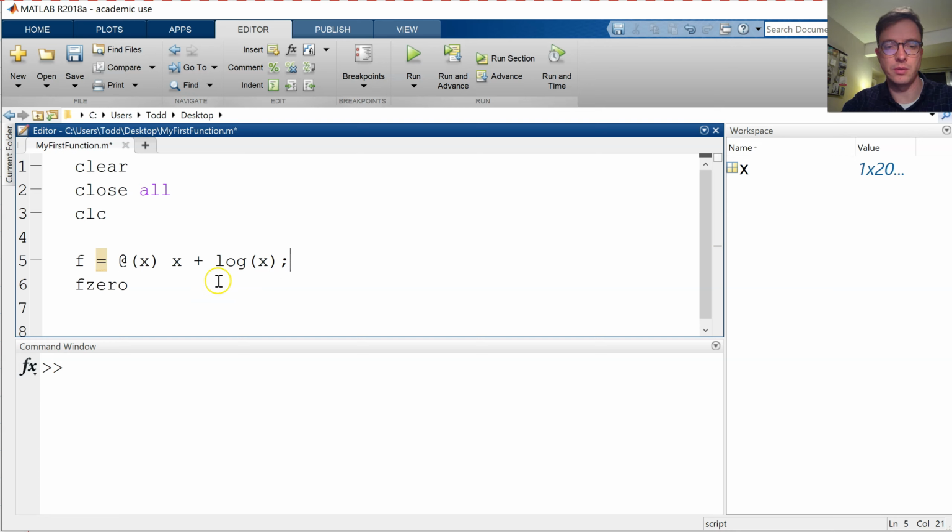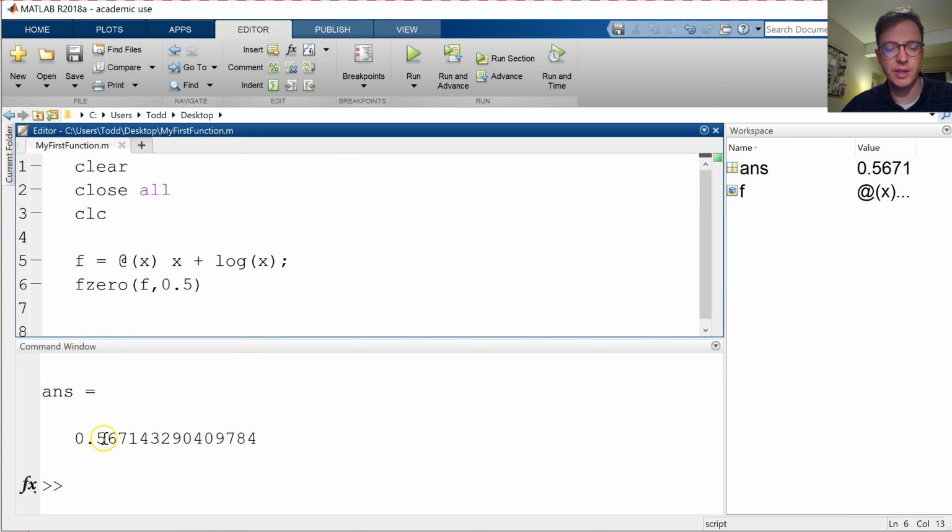Maybe I should put a semicolon here. The name of the function, without any arguments, just the name, and then where to start. So let's say 0.5. And let's run it. Here's the answer, 0.5671432. Okay, so this is going to be my answer. Let's call it answer. Right?